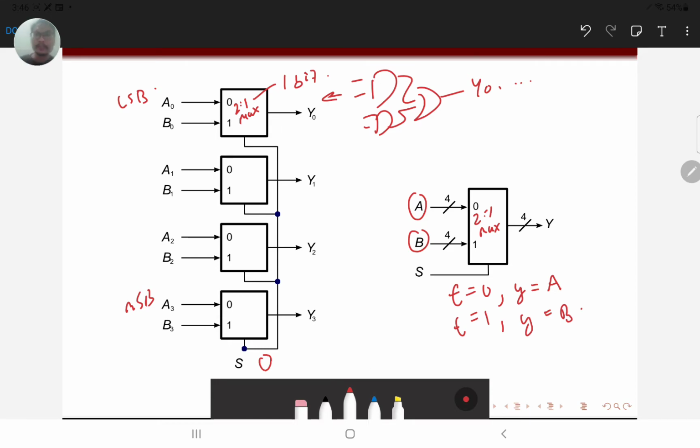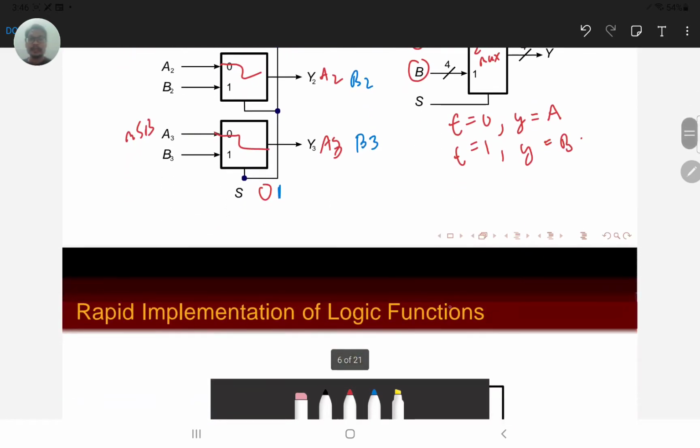If I give the value 0 on my selector, I am going to get A0, A1, A2, and A3. Similarly, if I apply a 1 here instead of a 0, I'm going to get B0, B1, B2, B3. So we can see that if I apply 0, I'm transferring these values to my output Y. Essentially it's a kind of selector.